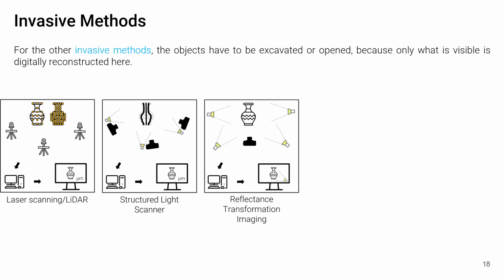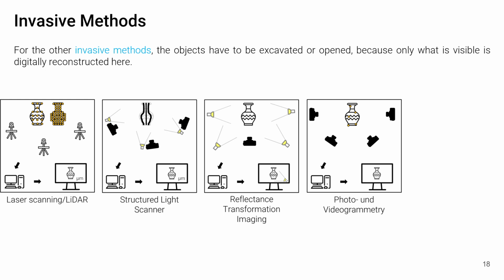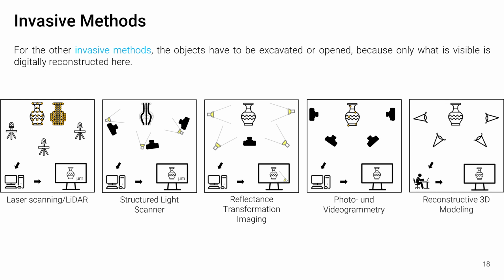In reflectance transformation imaging, several images are taken with different light source positions for a fixed camera. From this, the material properties can be derived with regard to the reflectance behavior. If this is combined with photogrammetry, for example, 3D models can be generated and displayed with different reflectance properties. In photogrammetry and videogrammetry, the object structure is derived from common visual features that can be seen from different camera shooting positions. Invasive methods also include reconstructive 3D modeling, in which the 3D shape of the object is reconstructed by hand in the same way as drawing.